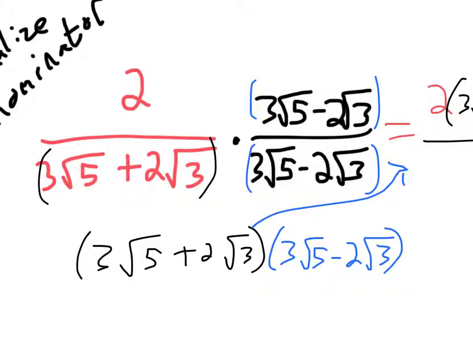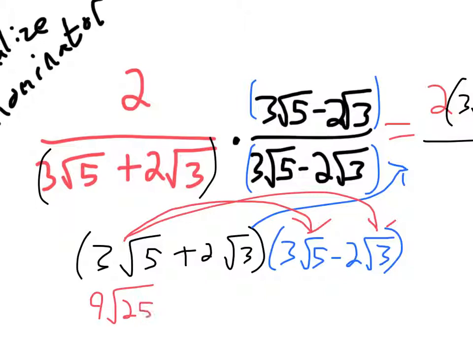So let's watch what happens when we multiply the conjugates here. This term has to multiply to both terms inside the parentheses. It's going to multiply to this one and to that one. So 3 square root of 5 times 3 square root of 5. The coefficients on the outside will multiply to make 9, and the numbers on the inside of the square root are going to multiply to make 25. Okay, so let's do it again. 3 square root of 5 times negative 2 square root of 3. Again, the coefficients are going to multiply to make negative 6, and then the numbers on the inside multiply to make square root of 15.